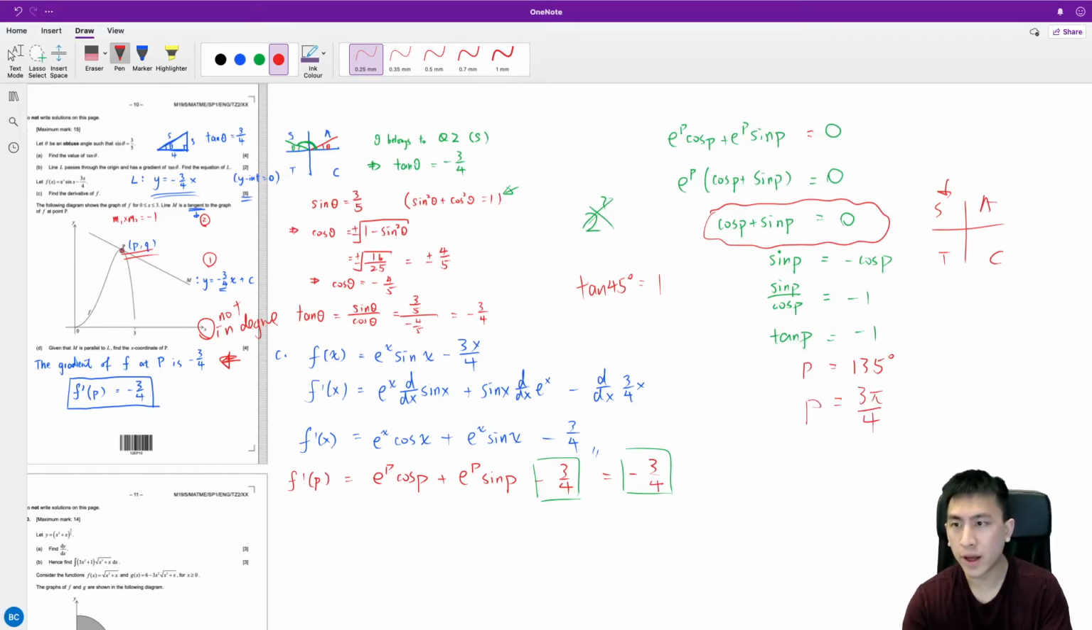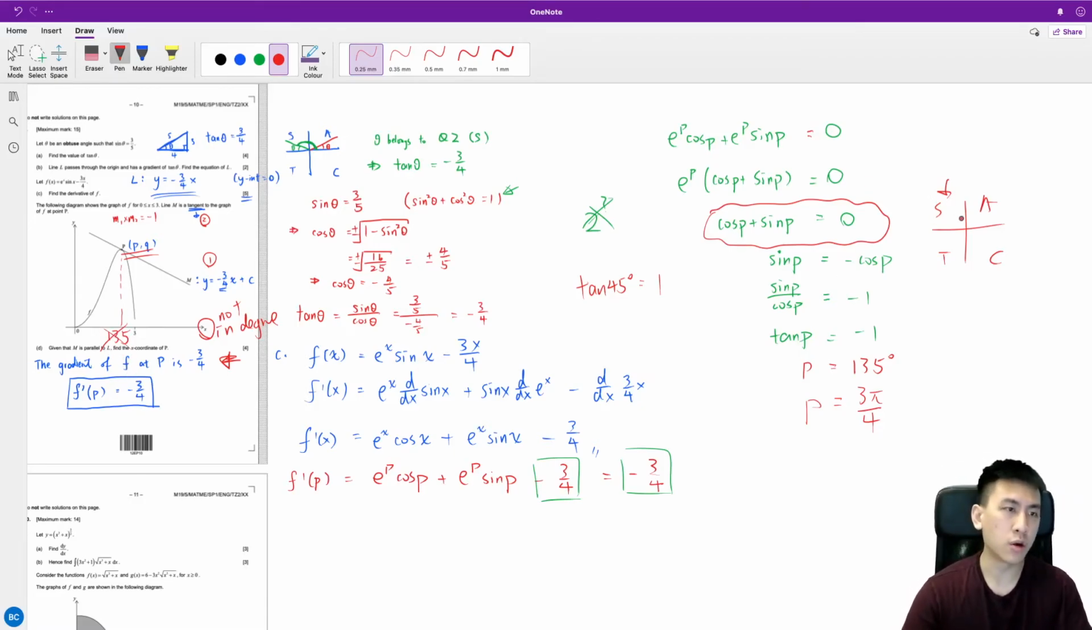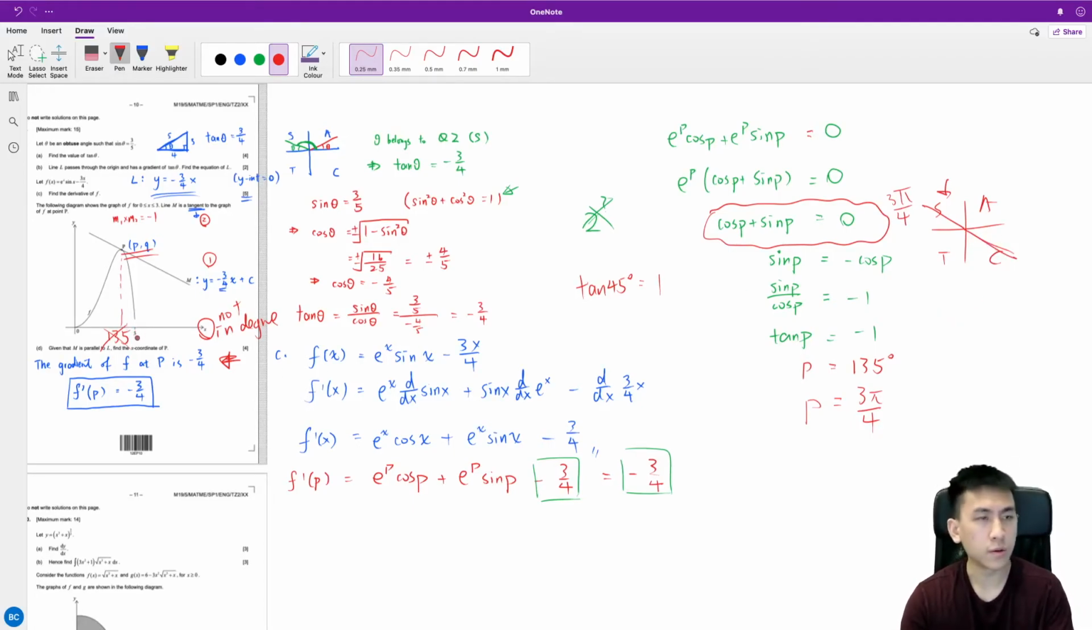If you think about it, the P here is not 135, it is 3 pi over 4. You may be wondering, okay, I know 135 is 3 pi over 4, but what about the rest of the solutions? There's one here as well, right? It wouldn't work because that number would be bigger than 3. You're looking for a number between 0 and 3, so only this one would work. Only this one is between 0 and 3.